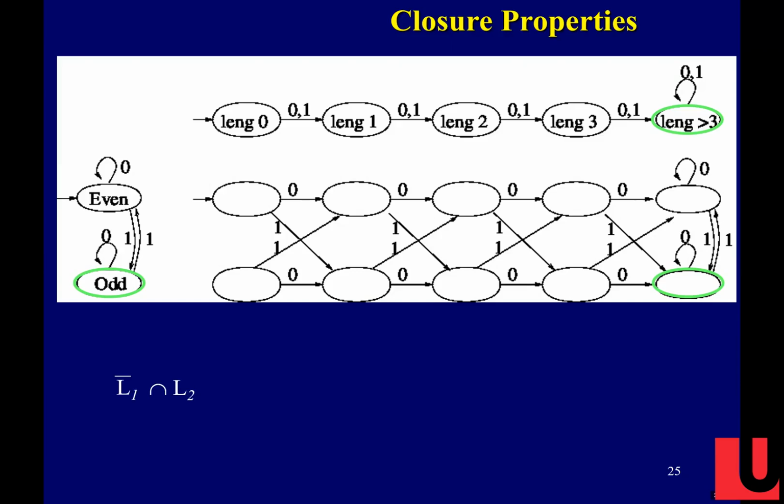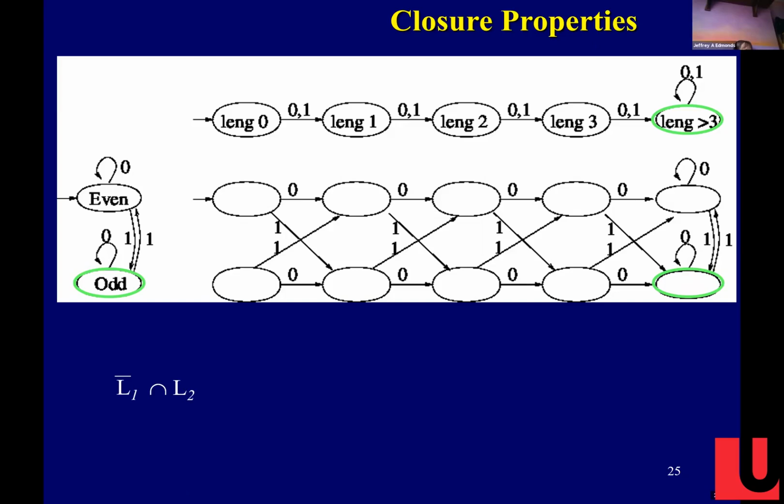So the bottom right is the accepting state in the cross product. This is the accepting state when, if we only want, here, what do we want? We want strings that, because it's intersection, and L2 says an odd number of ones, right? That's that state.